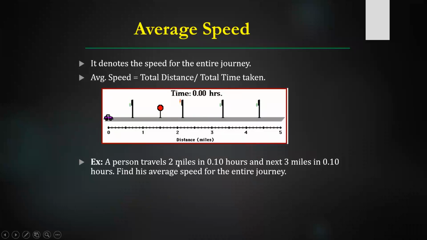A person travels 2 miles in 0.10 hours, and the next 3 miles in 0.10 hours. Find the average speed of the entire journey. So listen carefully. Same distance, same time is entirely different, right? But here 2 miles is in different timing and 3 miles in different timing. So just total distance by total time taken. This is the average speed formula. If we have different distance, different time, then we go like this.